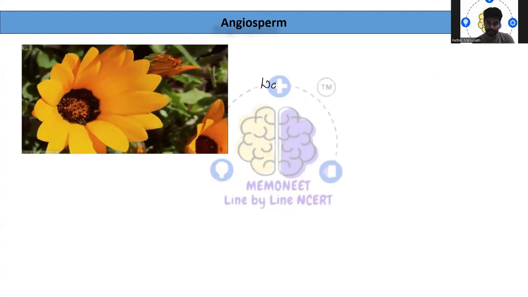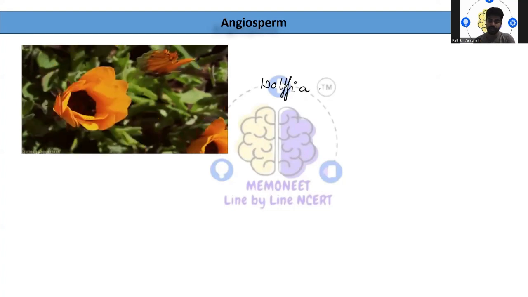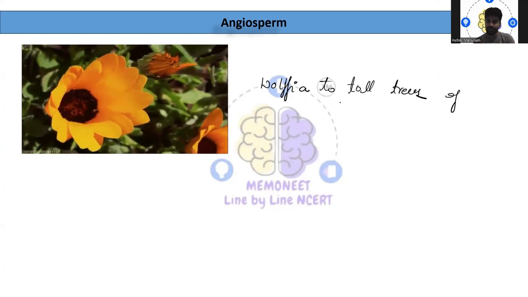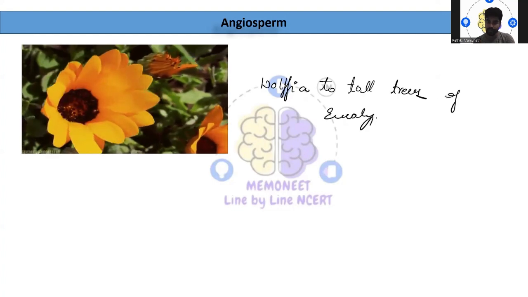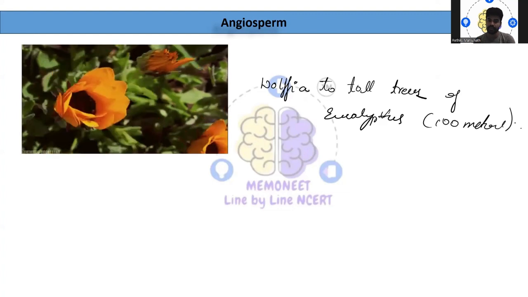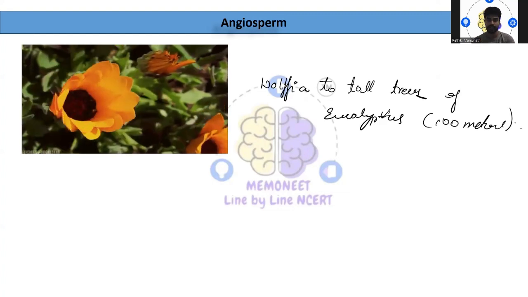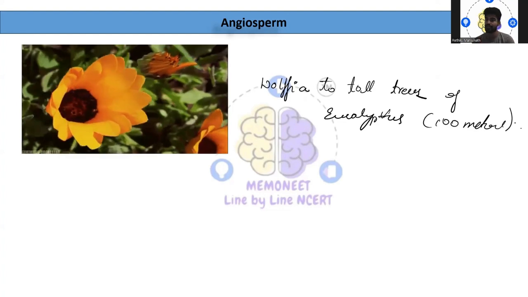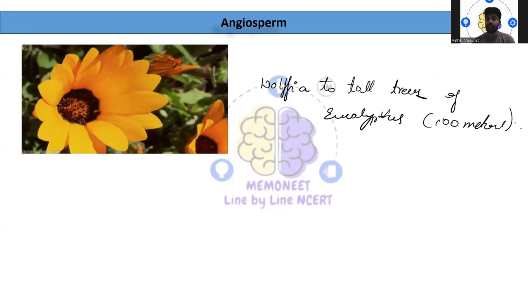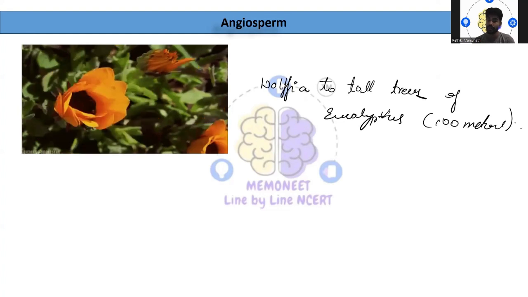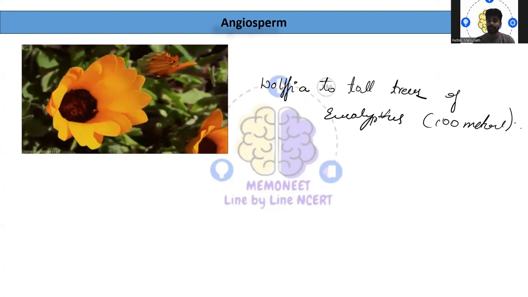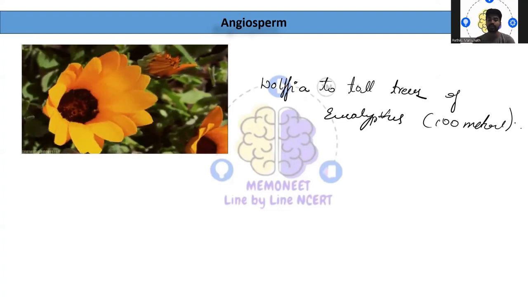One example is Wolffia, the smallest, to the tall tree Eucalyptus, which ranges over 100 meters. They basically provide food. They also give fuel, and they have medicinal importance and several other commercial importance. Ornamental values and many important products, like perfumes, are derived from angiosperms.